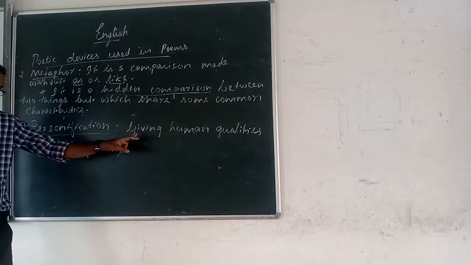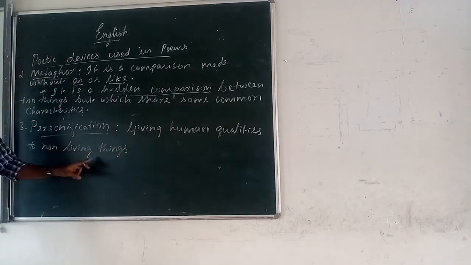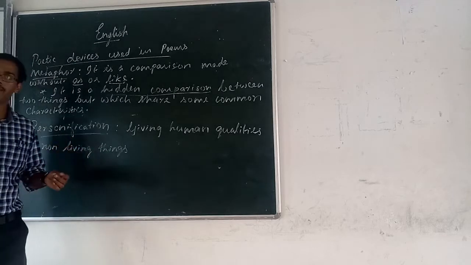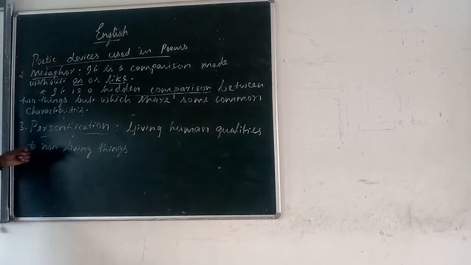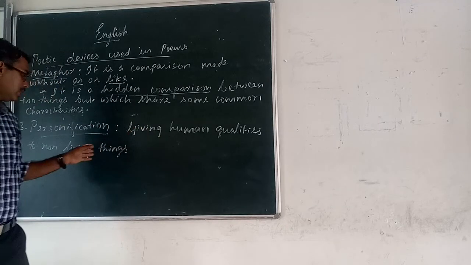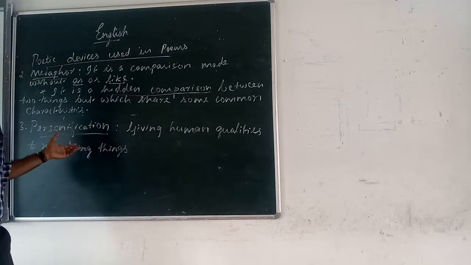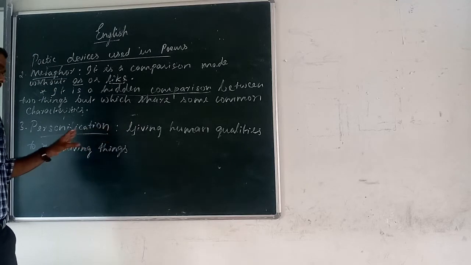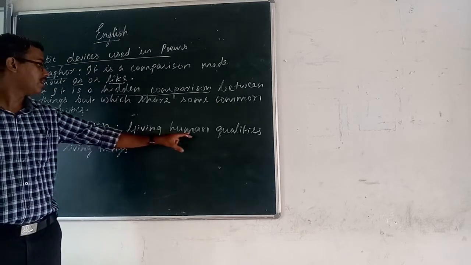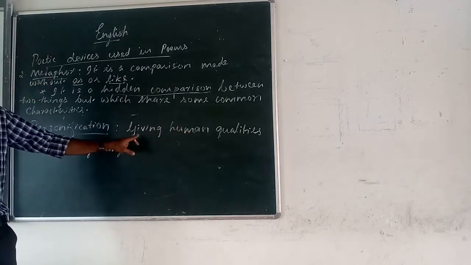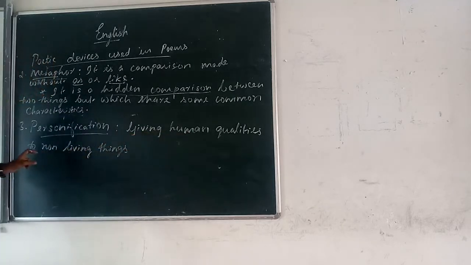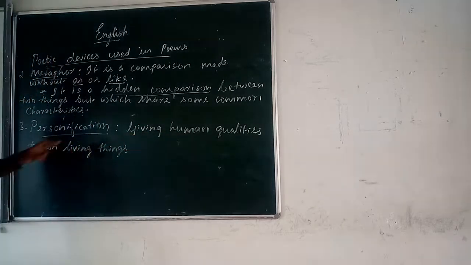In short, we can say this: giving human qualities to non-living things. In other form, we can say this: giving human qualities to abstract objects. Abstract objects are non-living things or abstract ideas. Here, giving formal understanding, this is better. Giving human qualities to non-living things.